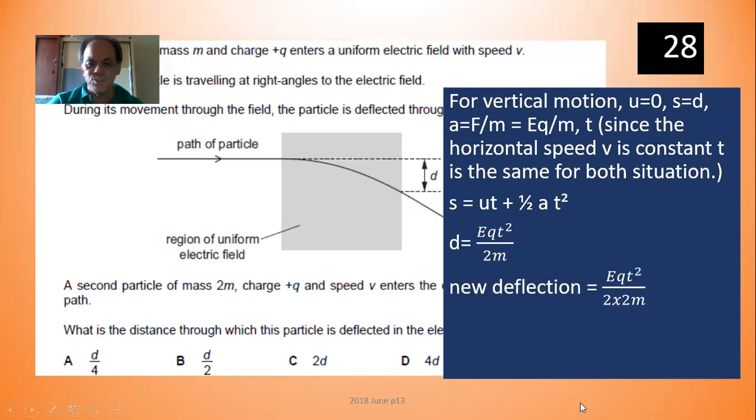Now we change it to 2m, same charge, same velocity. So for the new deflection, E is still the same, u is still the same, time is still the same. That half is still there. But the m, I replace it with 2m. So that equation is half of the original d. So it's half d. Answer B.